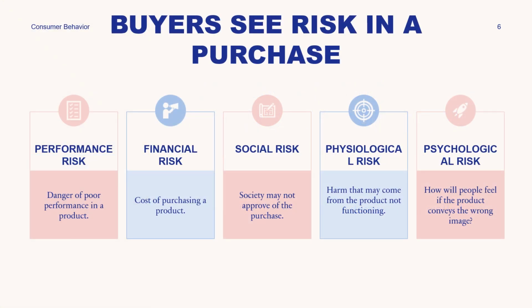Consumers will also see a lot of risks when they're starting their product search. There are pretty much 5 major risks that we talk about here. There's the performance risk, which is the danger of poor performance in a product. So once you've made the decision, after you've already bought the product, there's always just this chance that it's not going to perform the way you want it to. And that's something consumers think about when they're looking at it, testing it: is this really going to do what I want it to do? Is it going to meet my expectations?